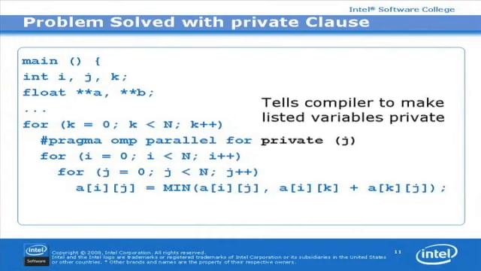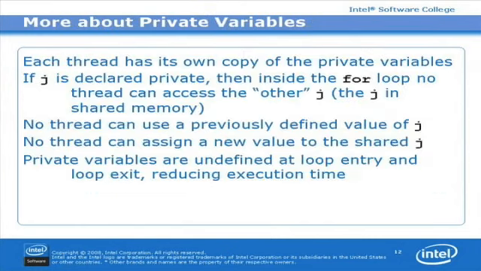With respect to private variables, if each thread has its own private variable, the shared copy of that variable is unreachable. If we create a private version of a variable, then the shared version of that variable is no longer accessible during the execution of that parallel region. So no thread can actually access a previous copy of a variable J in our code, and no thread can assign a new value to the shared J during the execution of the parallel region.